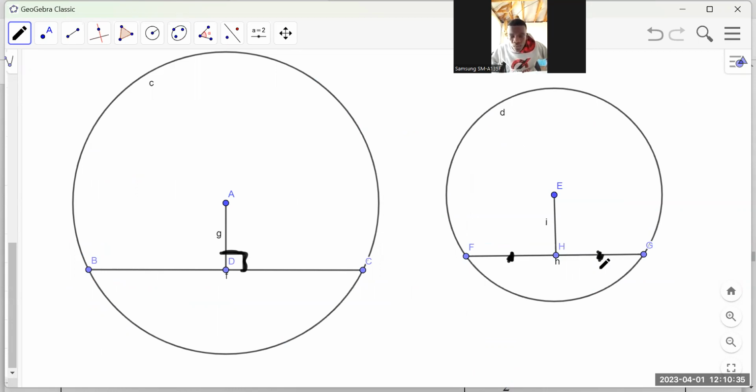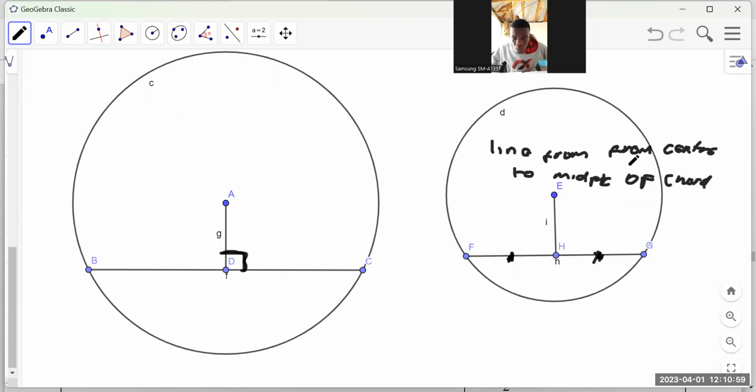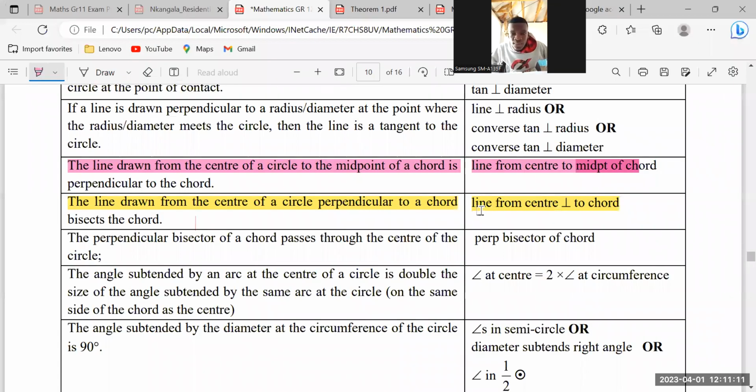So if I see something like this, I'm going to say this is the line from the center to the midpoint of a chord. And then if I see a diagram like this one, I'm going to call it a line from center, copying it from here. So you have the following as accepted reasons. I have a line from the center perpendicular to a chord. I have a line from center to the midpoint of the chord.